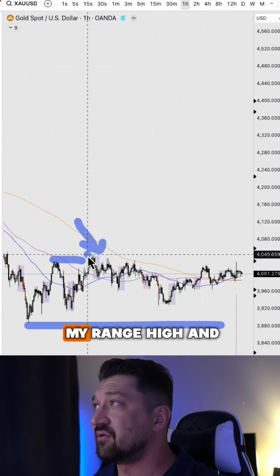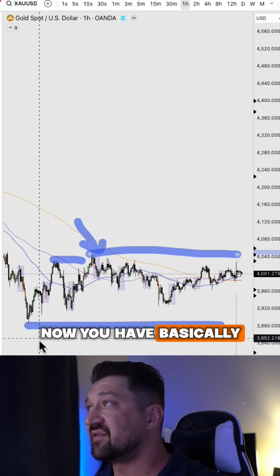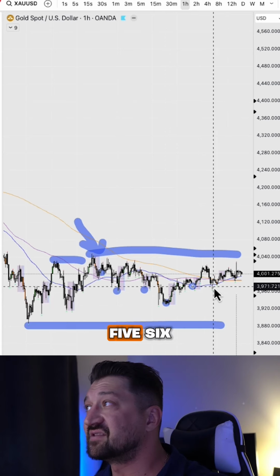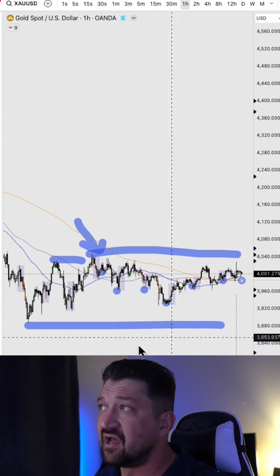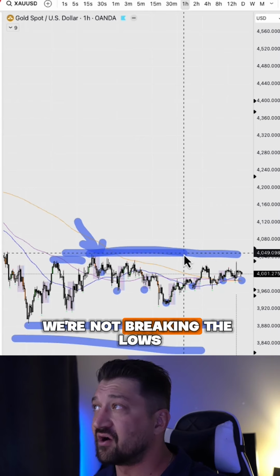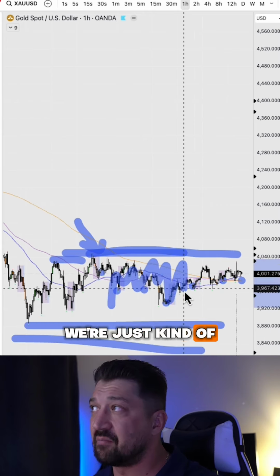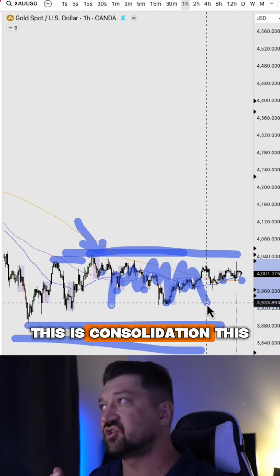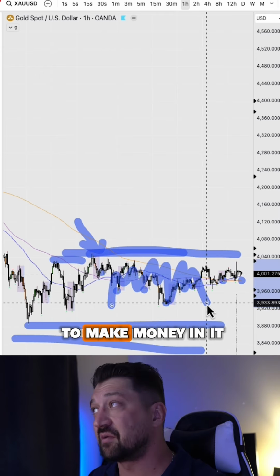So now I take my range high and I put it here. Now you have basically 1, 2, 3, 4, 5, 6, 7 days by the time this reopens. We're not breaking this high. We're not breaking the lows. And you can kind of see with the moving averages, we're just kind of back and forth, staying above and below them. This is consolidation. This is not fun price action to trade, and you're less likely to make money in it.